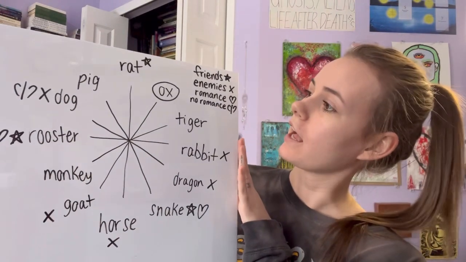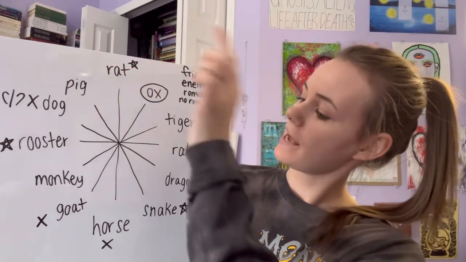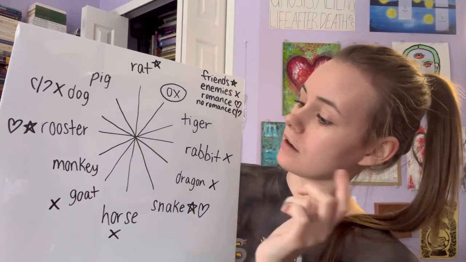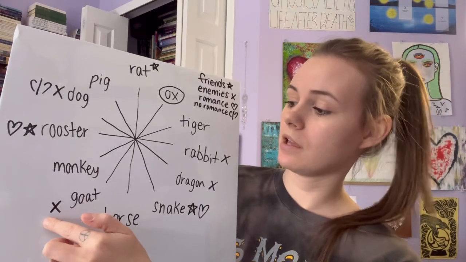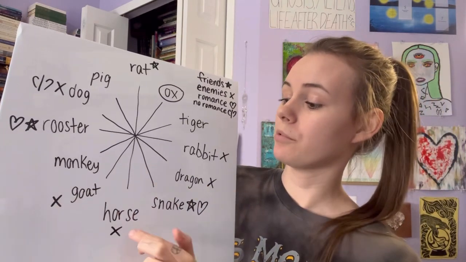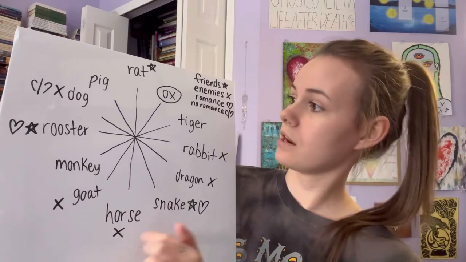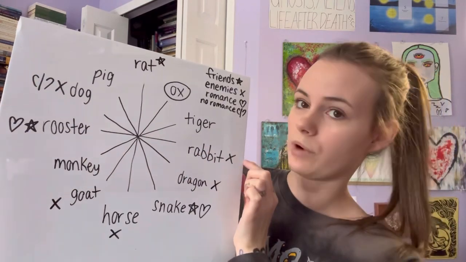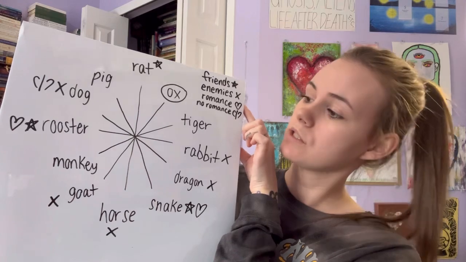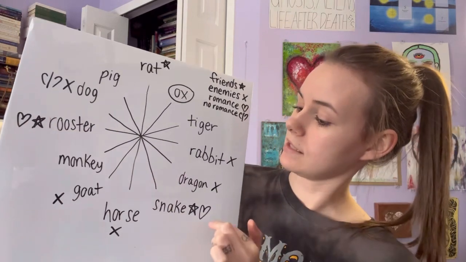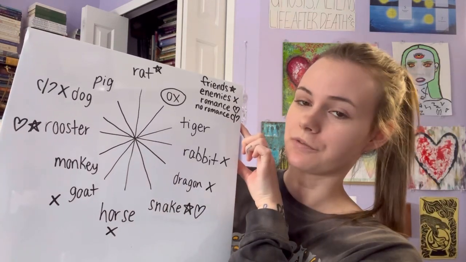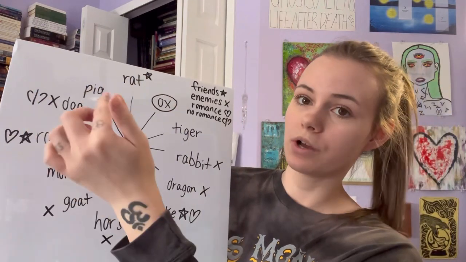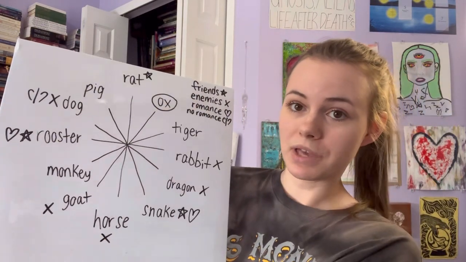Now for ox. Ox's best friends are rat, then snake and rooster. Their enemies are the goat, the opposite from them. That one can be really bad. People also say the horse is really bad. Also on the list of enemies is dragon, dog, then rabbit. Possibility for romance with the rooster and the snake. Possibility for not so great romance with the dog. However, I do know a dog and ox couple who make a really good couple.